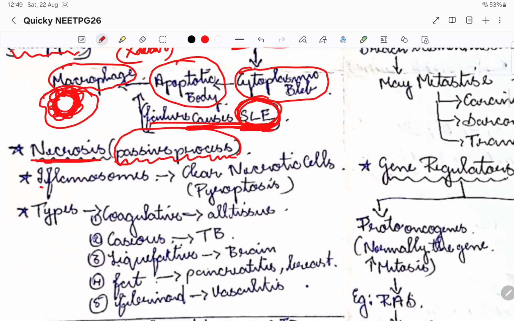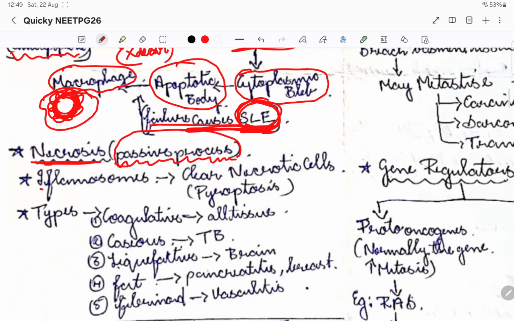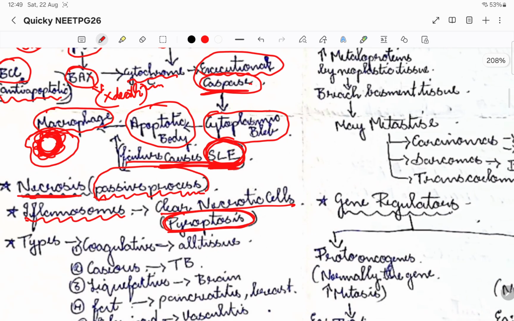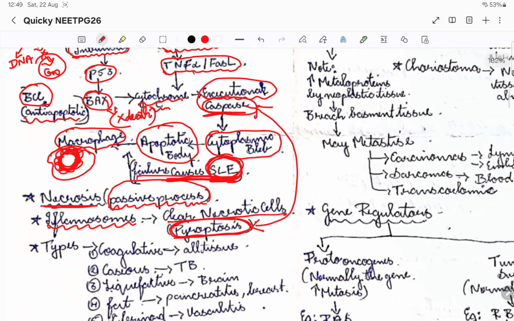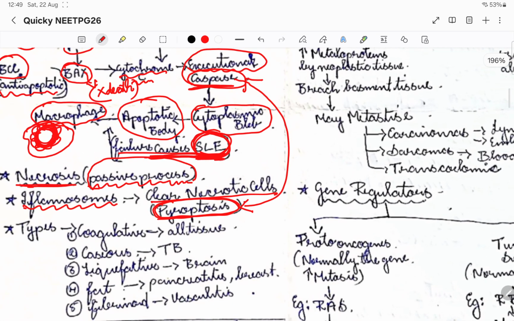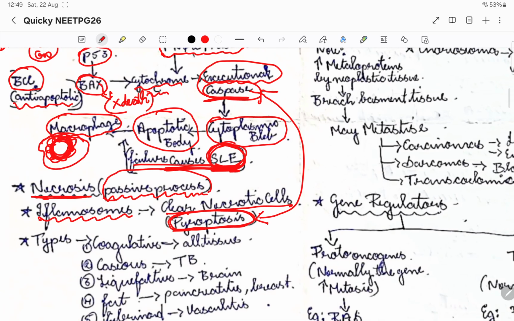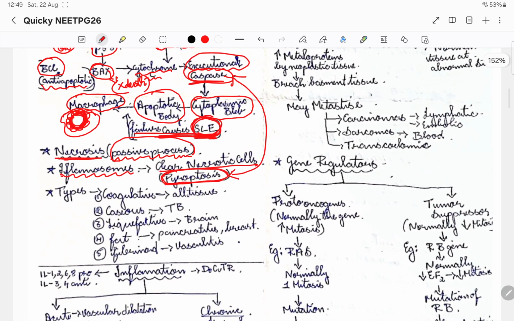Remember, macrophages took up the apoptotic bodies and degraded them. Here it is the inflammasomes which will clear the necrotic cells. This is known as pyroptosis. Remember the caspases I told you about? Caspases will be there both in pyroptosis and also in apoptosis. Please remember that, an extra point.